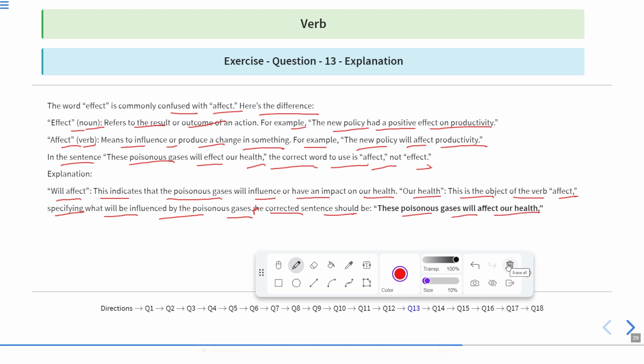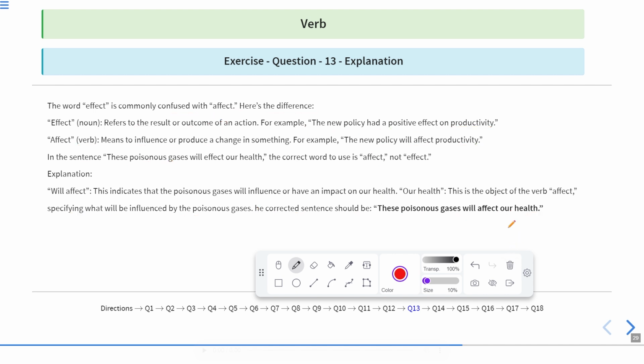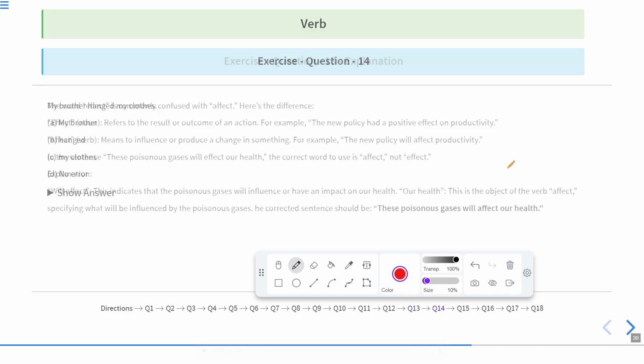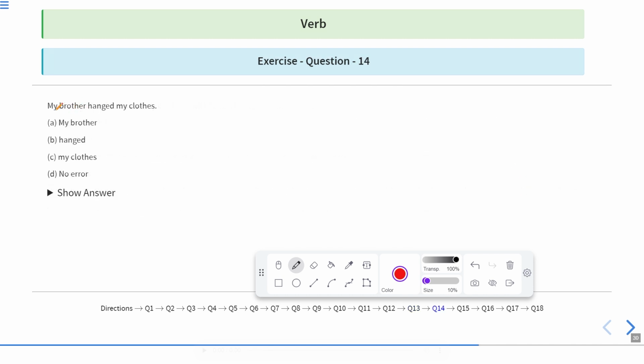Okay. So here effect will be replaced with the word affect because both have a difference in the parts of speech. Okay. Now let us move to the next one. Now this is question number 14. My brother hanged my clothes.